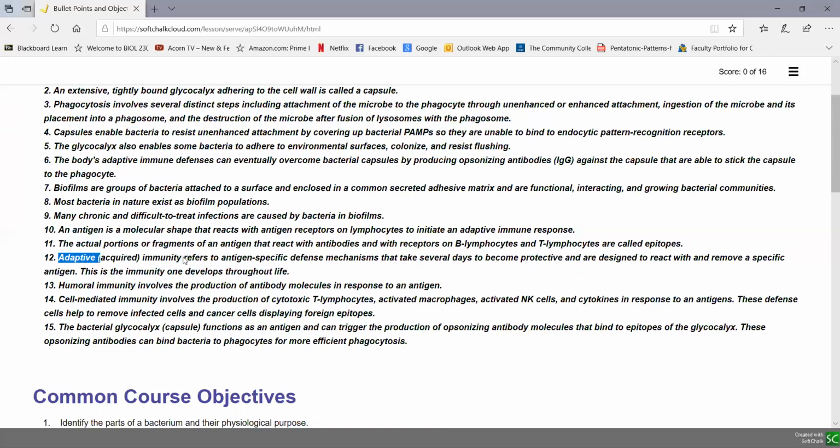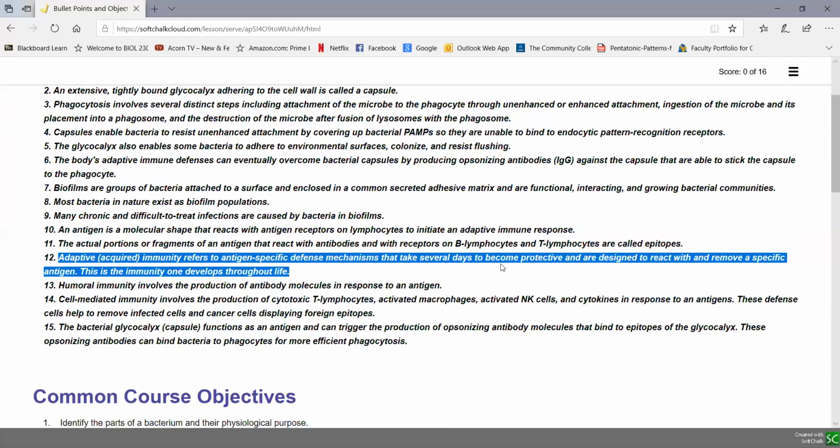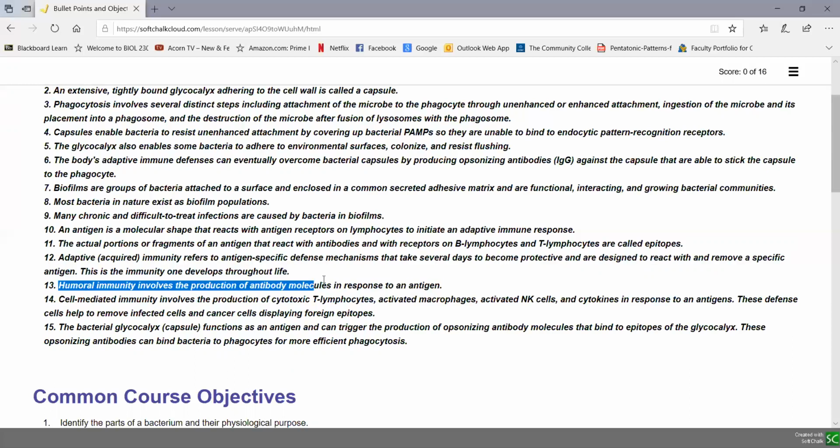Adaptive immunity refers to an antigen-specific defense mechanism that takes several days to become protective and is designed to react with and remove a specific antigen. This is an immunity we develop throughout life. Humoral immunity involves the production of antibody molecules in response to an antigen.